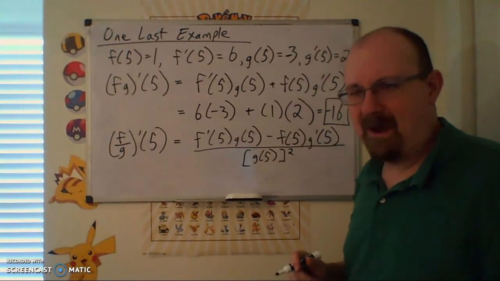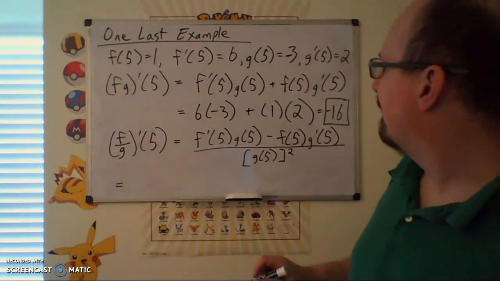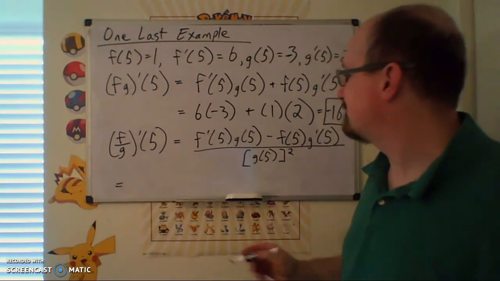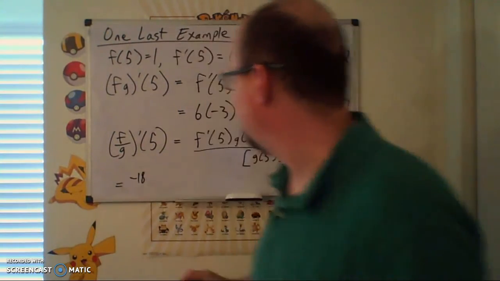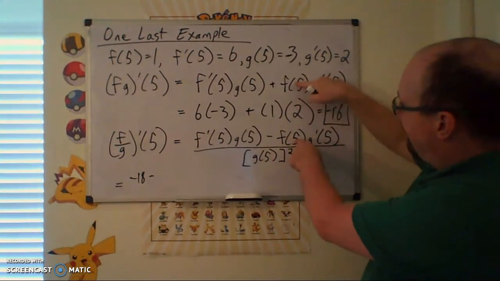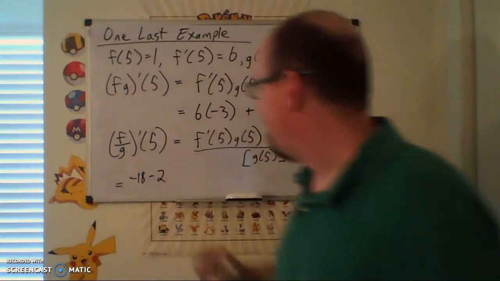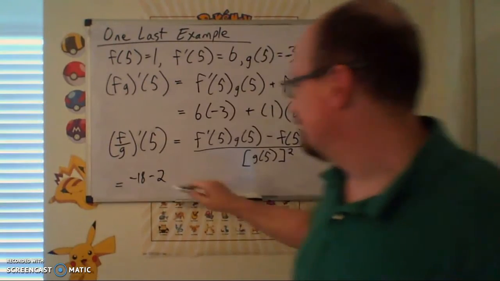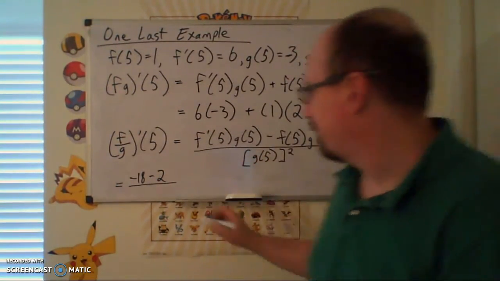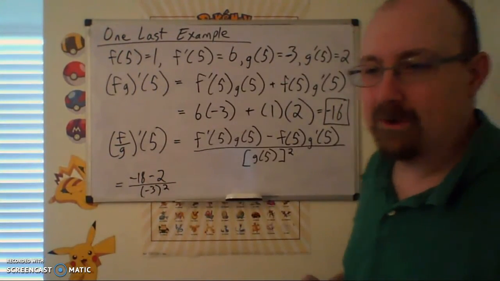I'm in dire peril of running out of board space here, so I'm going to try to collapse this down. So we have 6 times -3 again for this first bit, so we get -18 out of that, minus, now over here we still have f of 5, g prime of 5, so 1 times 2 again, but now it's got a minus on it, so it's -18 minus 2. And then underneath, g of 5 was -3. So we have -3, and that's squared.